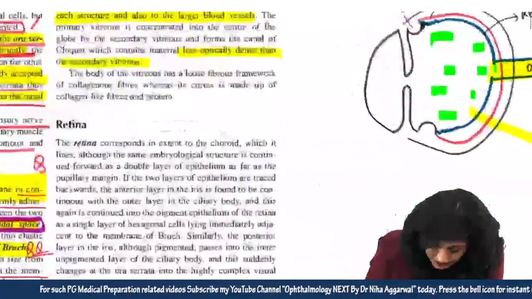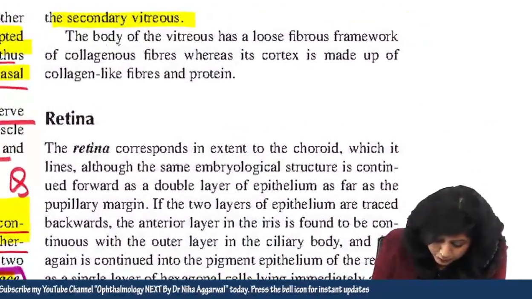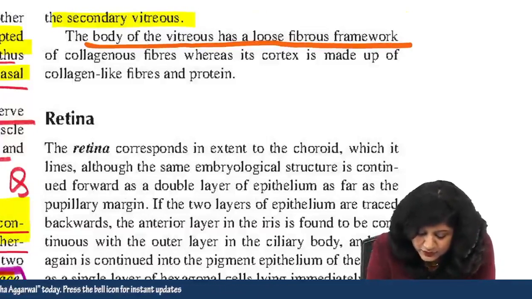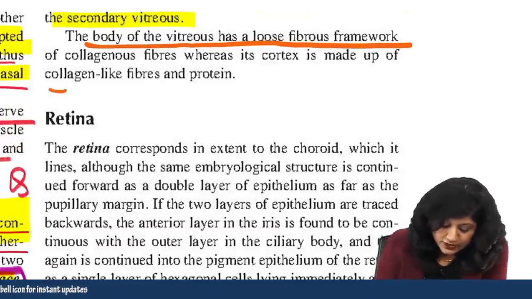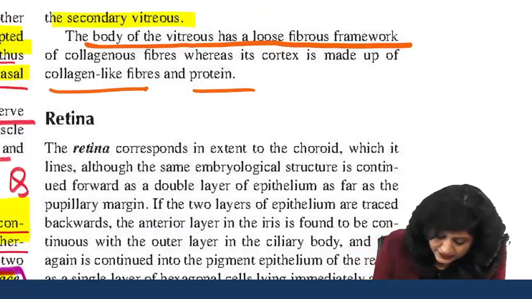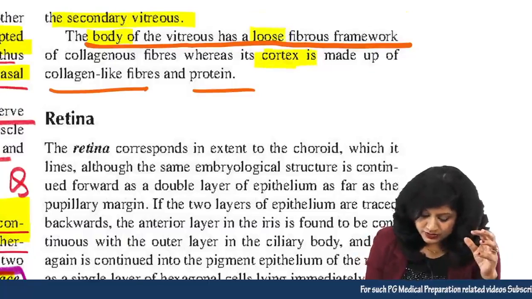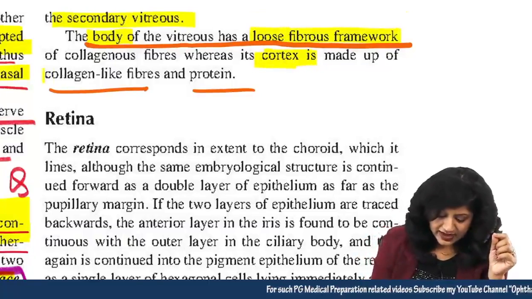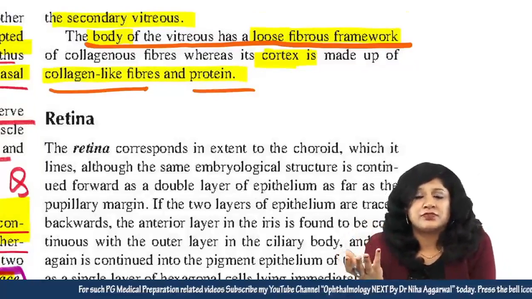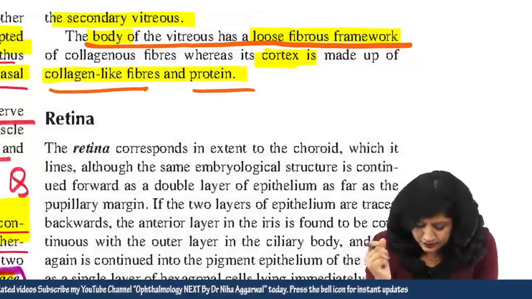All right. Now coming to the body of the vitreous. The body of the vitreous has a large and loose fibrous framework of collagenous fibers, whereas its cortex is made up of collagen-like fibers and protein. So there are two parts of the vitreous: one is the body and another is the cortex. The body is made up of loose tissue, while the cortex is made up of collagen-like fibers and protein. So the composition of the vitreous is not the same everywhere; somewhere it is loose, somewhere it is more dense.